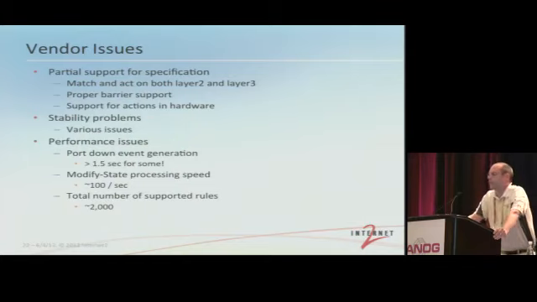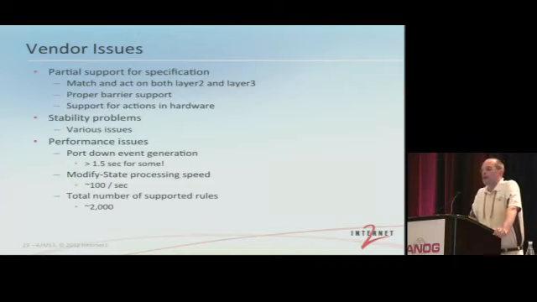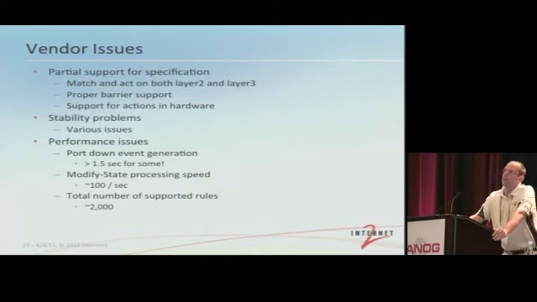The first is that some vendors don't fully support the 1.0 spec, so they may match in layer 2 mode or in layer 3 mode, but they don't do both, right? Other vendors don't have proper barrier support, so that complicates the controller to switch communication. And yet other vendors have issues with not supporting all actions in hardware. So while it might do the right thing, it might not be able to do it at scale, so your performance envelope changes drastically, right? And then, of course, across all vendors, you see a variety of stability issues as their code matures.